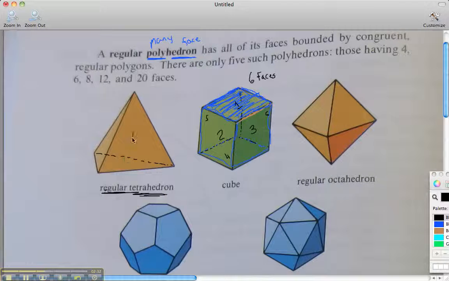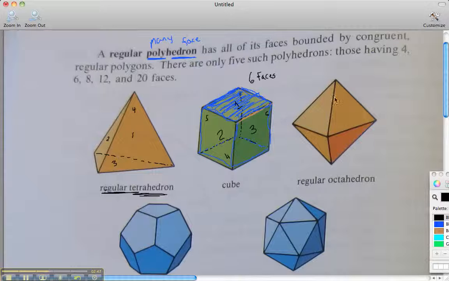So there's one here, there's one here. Those are the two that you can see. But there's also the bottom, which is 3, and then there's also the back side, which is 4. So there are 4 faces on that regular tetrahedron.